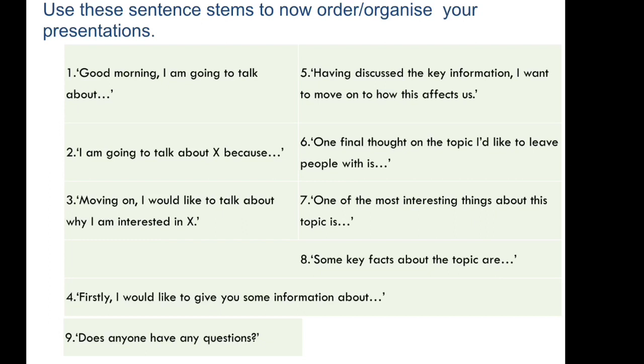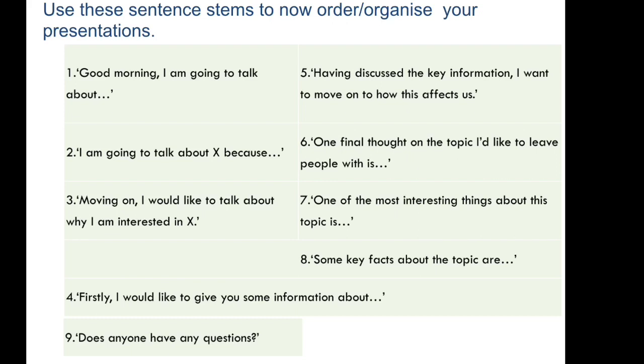So, before you begin the presentation, you need to introduce yourself by stating your first and last name and your candidate number. For example, you would say, I am Tom Jones and my candidate number is 1111. Then you would go on to number 1 of the sentence stem by saying, good morning, I'm going to talk about. Now, if it's afternoon, you change the good morning to afternoon. And then I'm going to talk about, for example, racism. So good morning, I'm going to talk about racism.